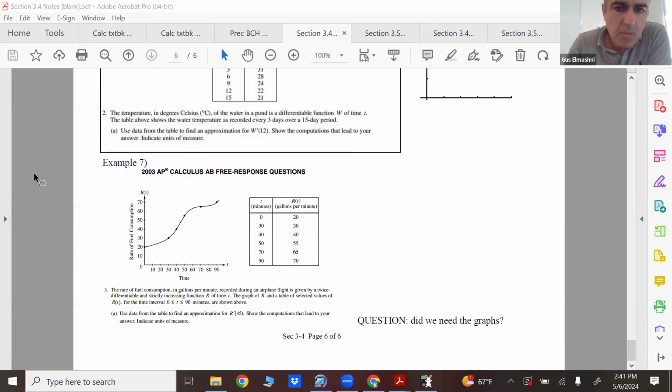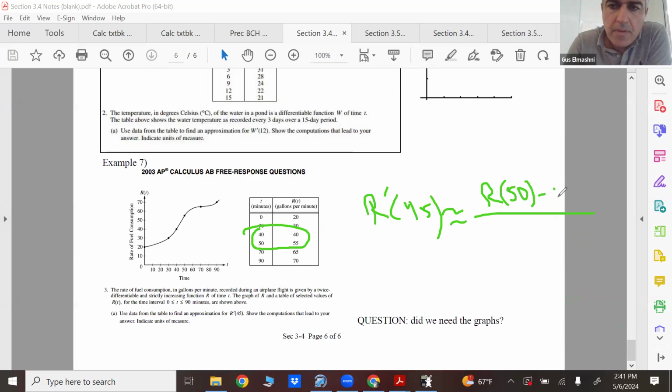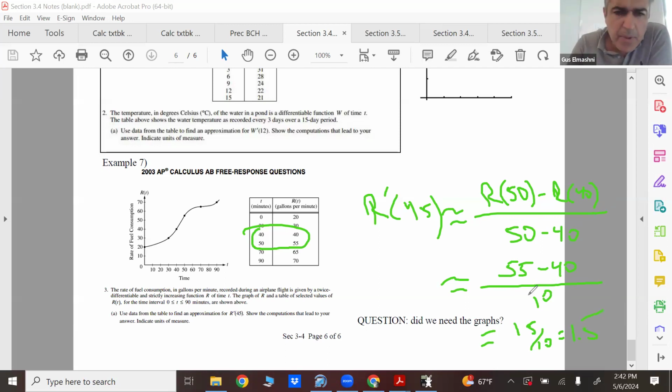Same thing. R prime of 45. So let's focus on these two here. R prime of 45 will be approximately R of 50 minus R of 40, over 55 minus 40, so you get 1.5. And what are the units?